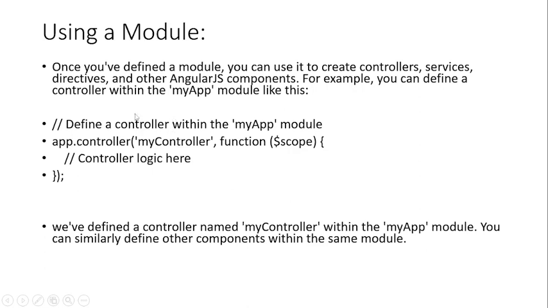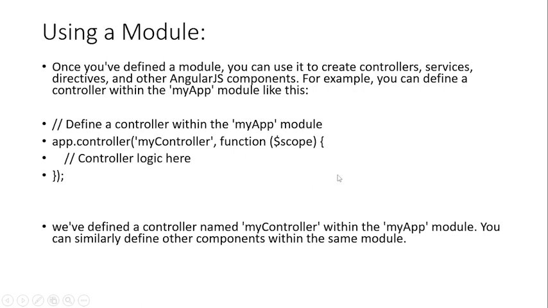The controller can be defined with the help of app.controller('myController'). The name of the controller is myController, and I am using a function and $scope. What is scope here? Scope acts as an object which can be used in further programming, right?